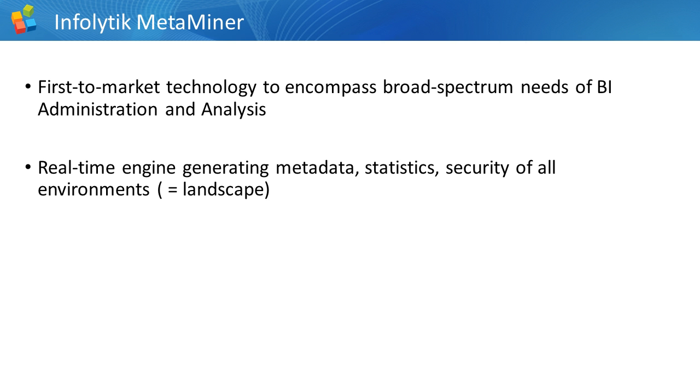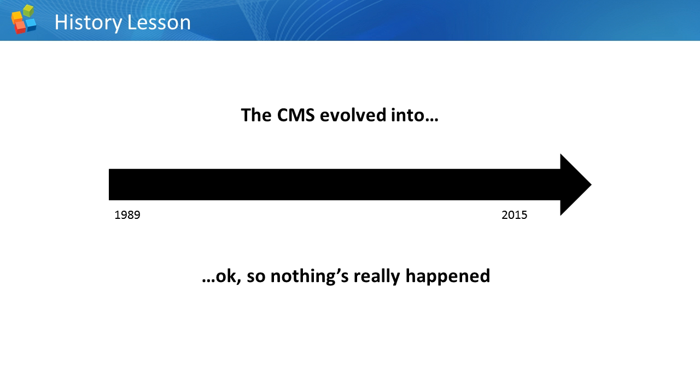So Infolytic MetaMiner is a first-to-market technology that encompasses broad spectrum needs of BI administration and analysis. And as I'd mentioned before, the real-time engine within MetaMiner allows very effective and efficient generation of metadata, statistics, and security of the landscape, which is really what is managed within the CMS. So while the CMS has been evolving very slowly, MetaMiner is a new current state best-of-breed technology that brings the technology of the CMS backbone truly to 2015.